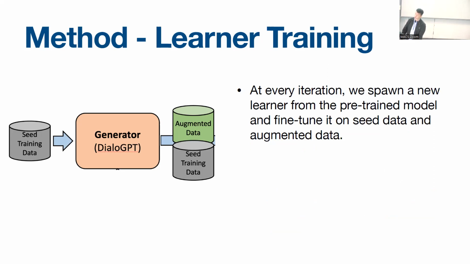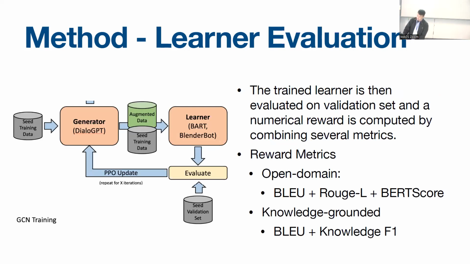So at every iteration, we spawn a new learner from the pre-trained models, and we fine-tune it jointly on the augmented set and the seed training set. The learner is trained using a cross-entropy loss. The learner is then evaluated on a separate seed validation set to compute a numerical reward. The reward is based on several metrics. For open domain, we use a combination of BLEU, ROUGE-L, and BERTScore. For knowledge-grounded, the reward is BLEU plus knowledge F1. Knowledge F1 measures the F1 score between the produced response and the ground truth knowledge pieces.